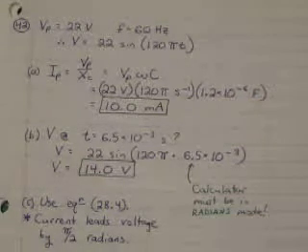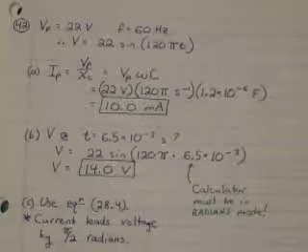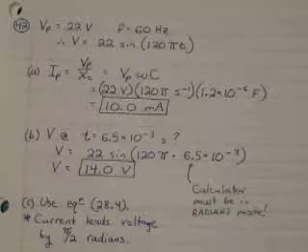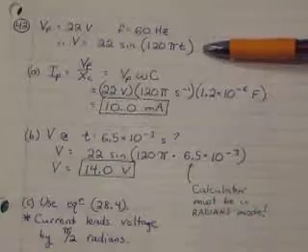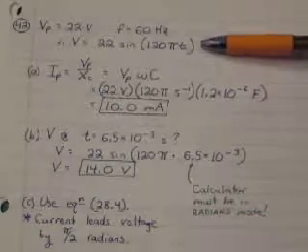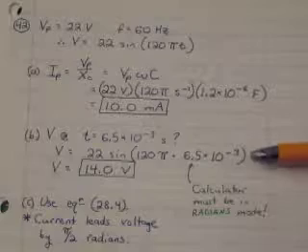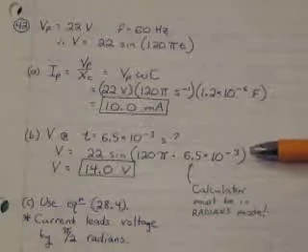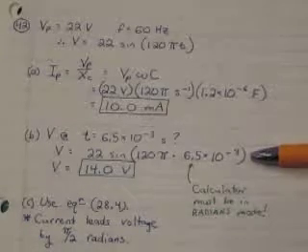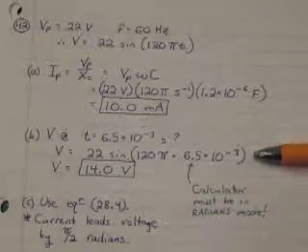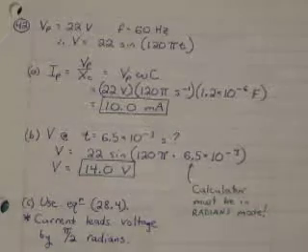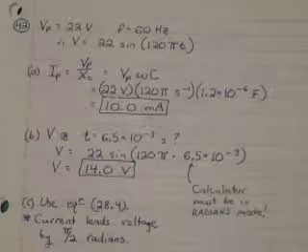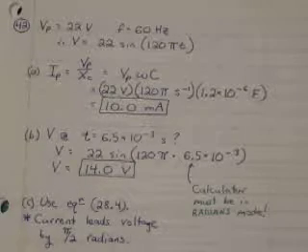For part B, what is the voltage at 6.5 milliseconds? We have this formula up here. We're just going to plug in the time. 22 sine of 120 pi times 6.5 times 10 to the negative 3 radians per second. Your calculator must be in radians mode for this to work. And you get 14 volts.